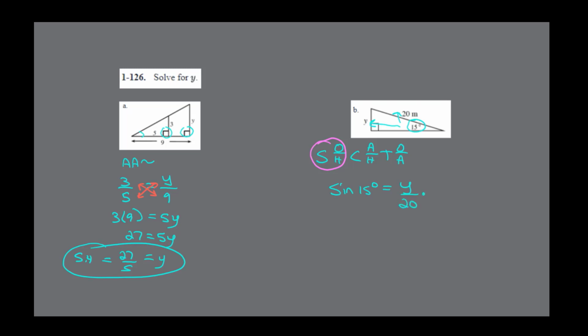And then all I have to do is multiply both sides by 20. And so I get y equals 20 times the sine of 15 degrees. And that approximately, we say that because we have to round, so I'm going to do this little curly equal sign, equals approximately 5.2. Okay? And so that's your length for y on that one. All right, that ends 1-126.